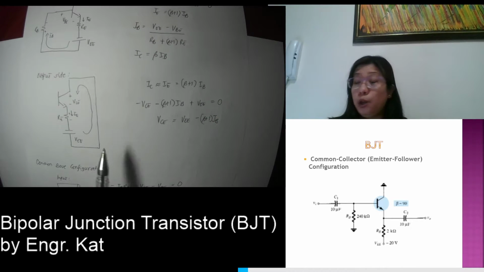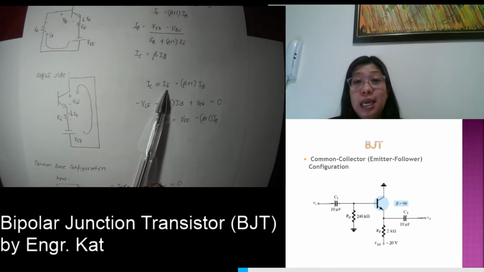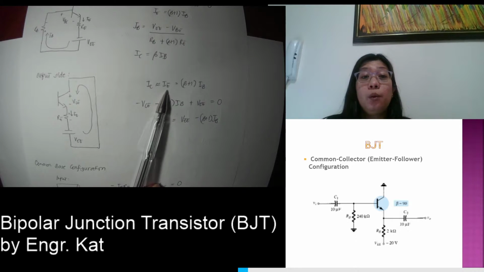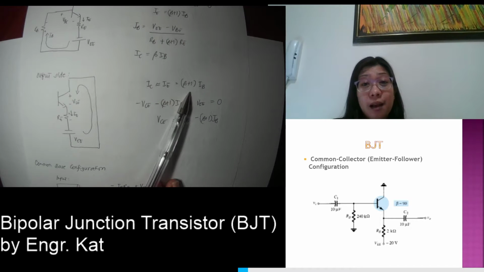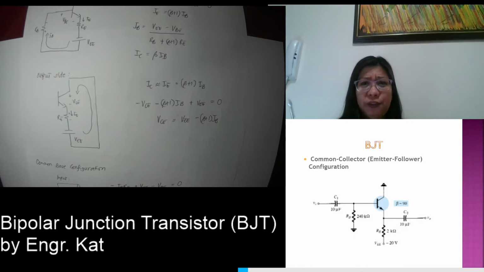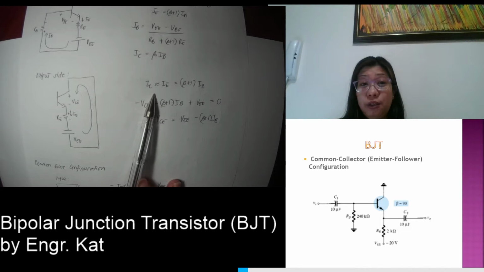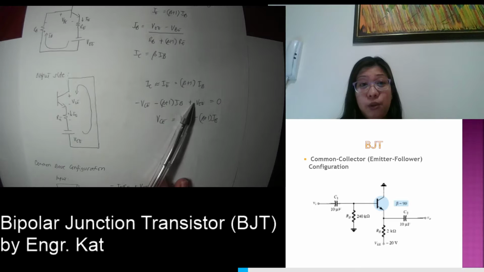You can either make use of IC, which is equivalent to IE, or we can use the more exact value, IE equal to beta plus 1 IB. Either of the two, you will just get a slightly different answer, but it is acceptable, because in a BJT transistor, we always approximate IC to be equal to IE.